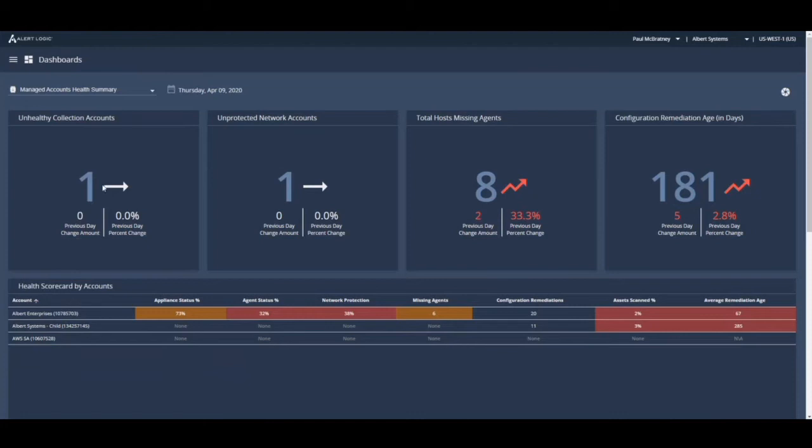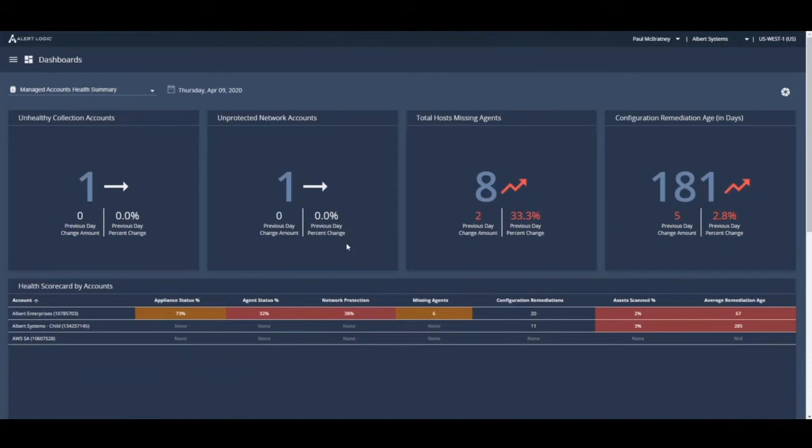So one of the first things you'll see is it's going to highlight down here in the scorecard. It's going to show you the different accounts. And keep in mind, this is all demo data. We never show one customer's data to other customers. But the first thing it shows you is how many accounts have issues in them, how many unprotected networks. These would be networks that we don't have any coverage on.